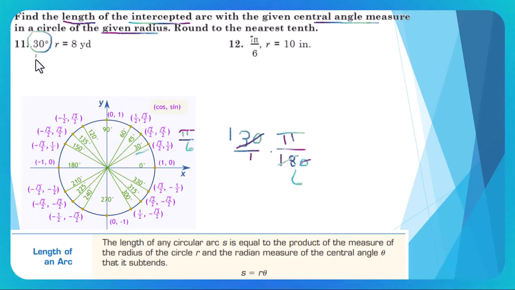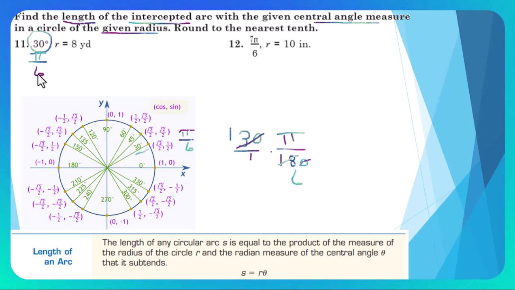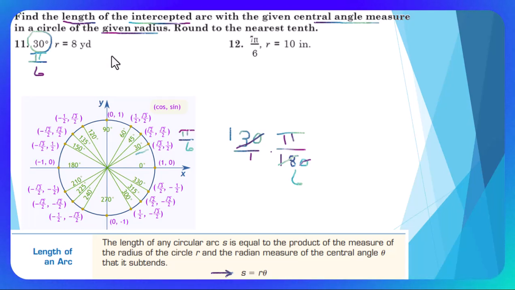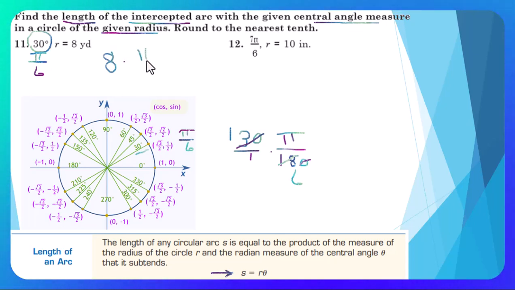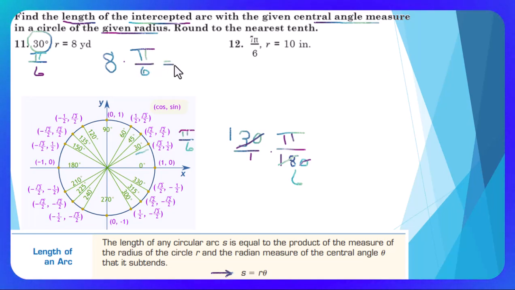Now that we have this converted to radians, pi over 6, and I believe in your notes, let me check real quick, on the very back you have the unit circle, and 30 degrees is pi over 6. So we're going to take pi over 6 and use this formula. S is the length of that arc. The length of that arc is going to be the radius, 8, times pi over 6. So put this all in your calculator, do the multiplication, get your answer, and round to the nearest tenth.